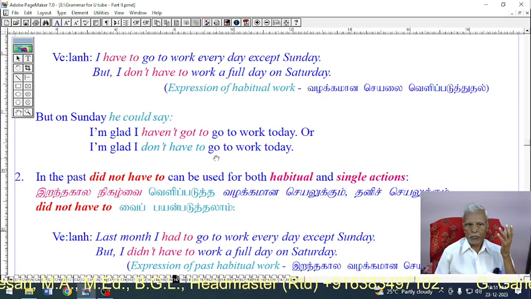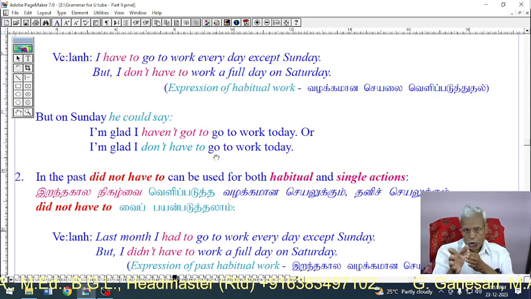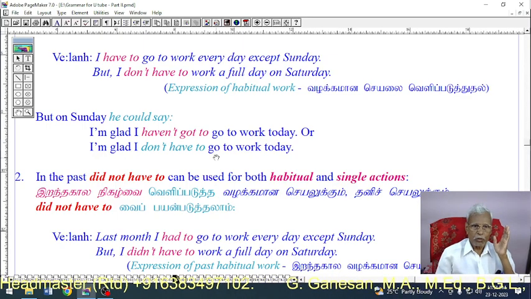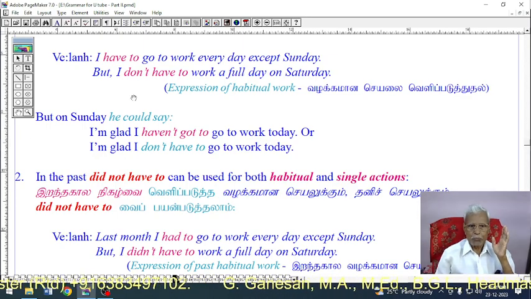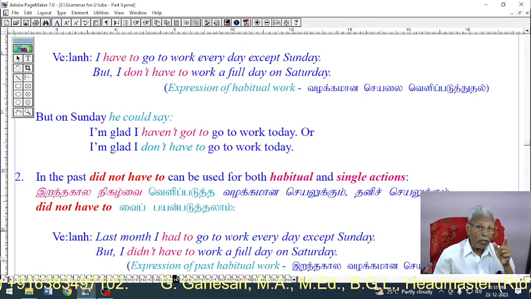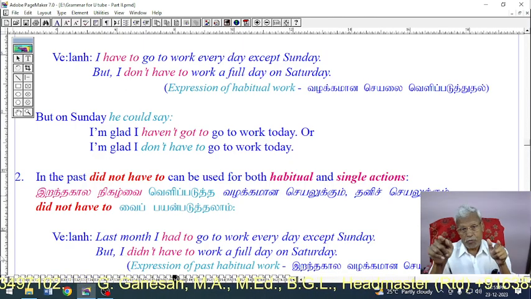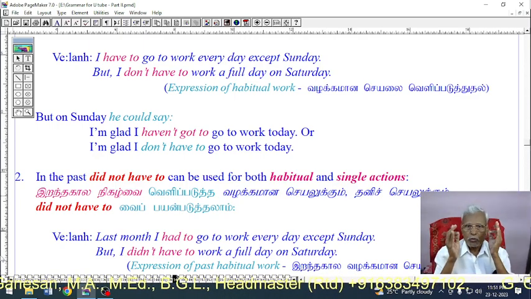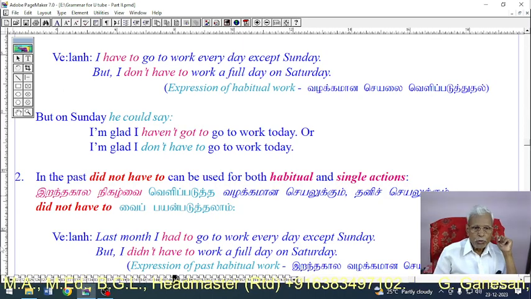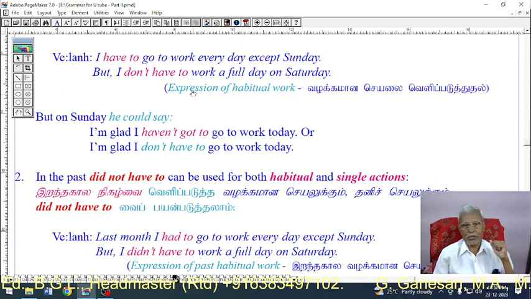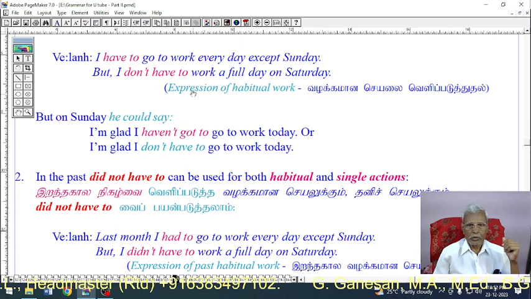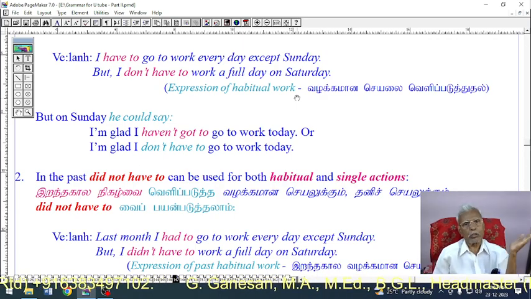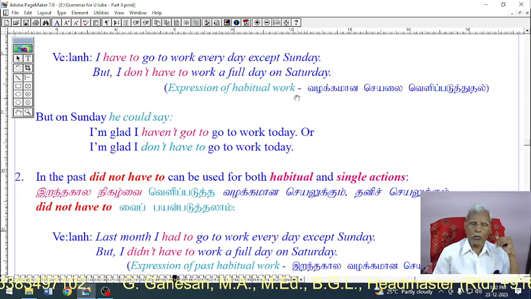Dear students, so to express habitual actions, have to. Now we are talking about have to and the negative forms, do not or does not have to. So, to express regular habitual actions, we have to use have to or do not have. For habitual actions, but for single actions also, we can use this have to or do not have.